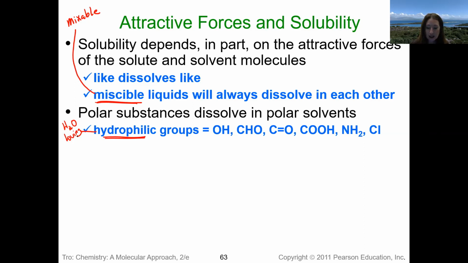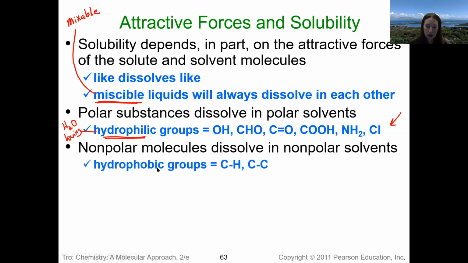These are just some examples of things that make things polar. Non-polar molecules dissolve in non-polar solvents. Hydrophobic, so water fearing or water hating. So for example, oil is non-polar. Water is polar, so therefore they don't mix.